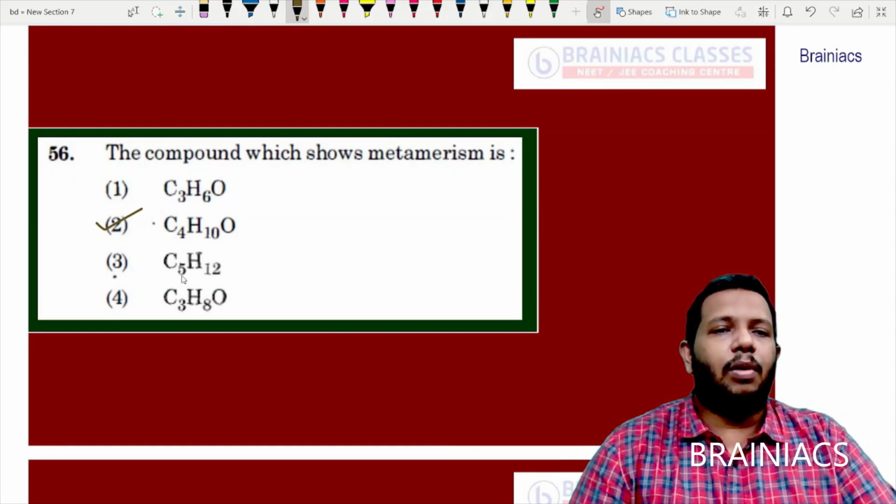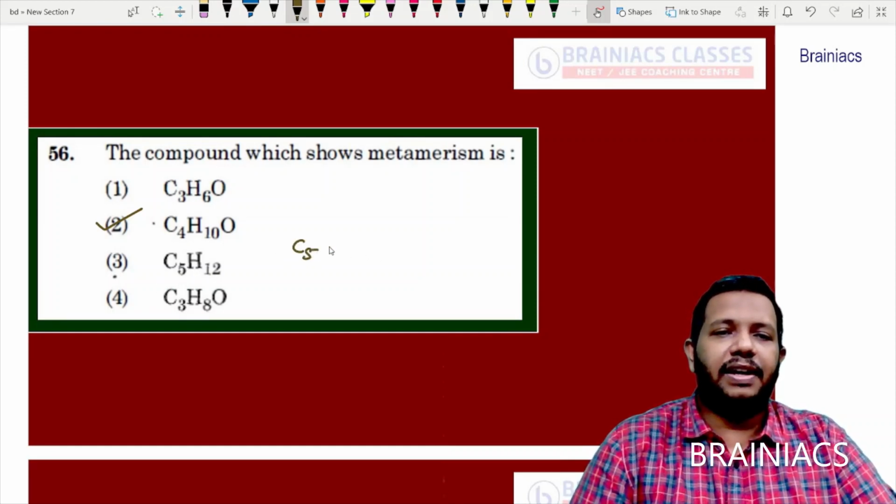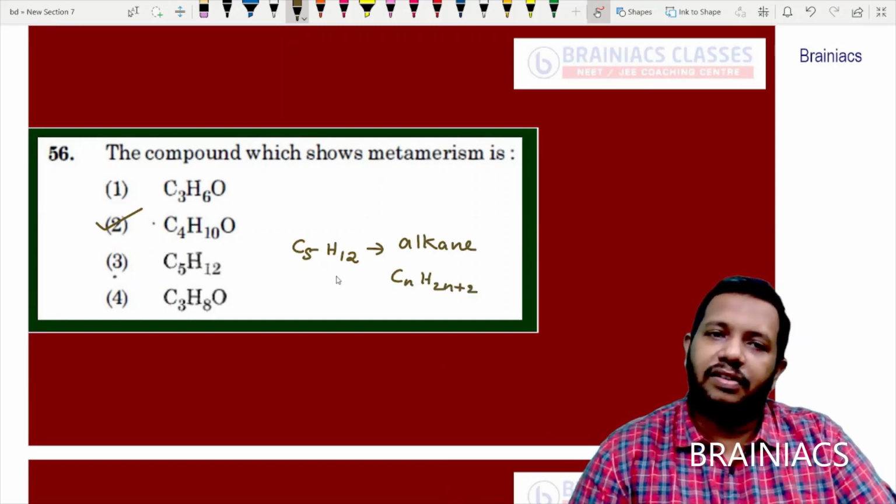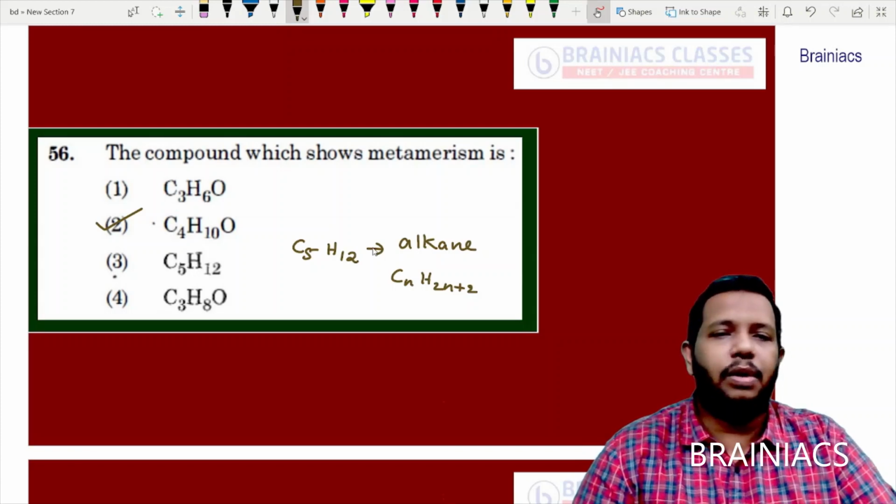Now you will also see the third one. If you see, this is C5H12. This is nothing but an alkane, because that is CnH2n plus 2. And we know that alkanes will not exhibit metamerism because there is no polyvalent functional group.